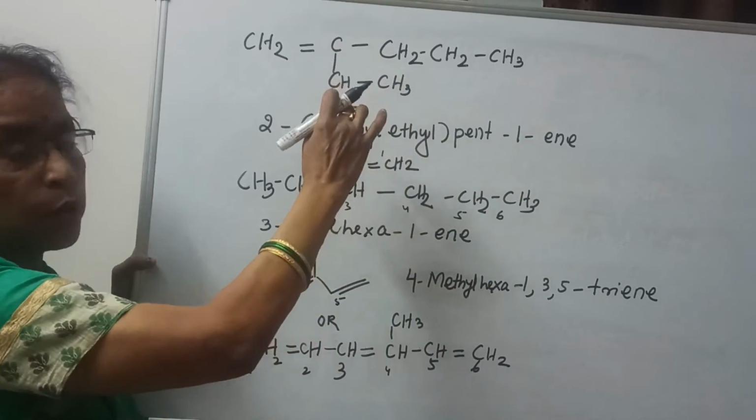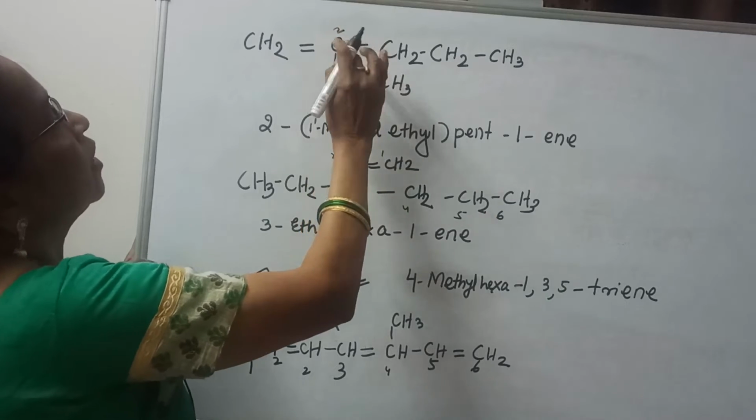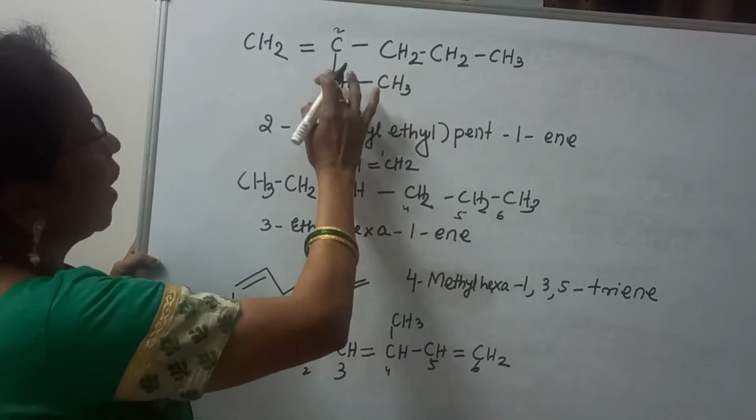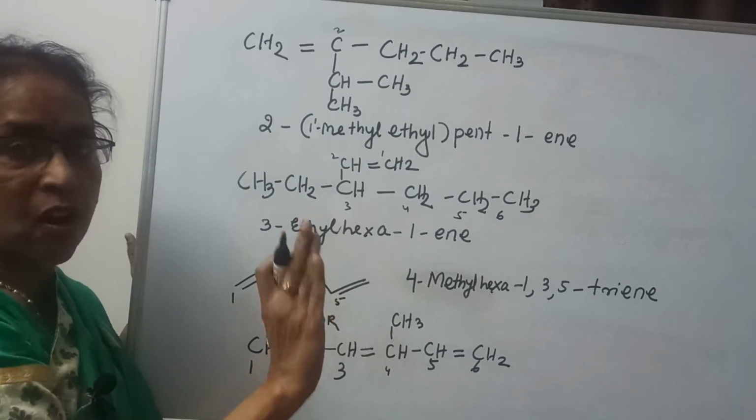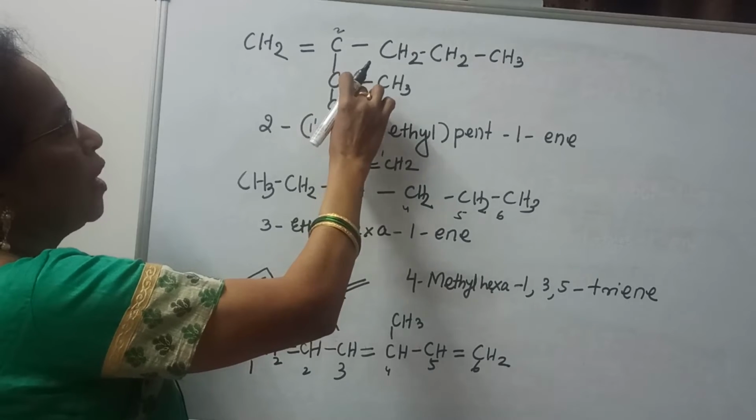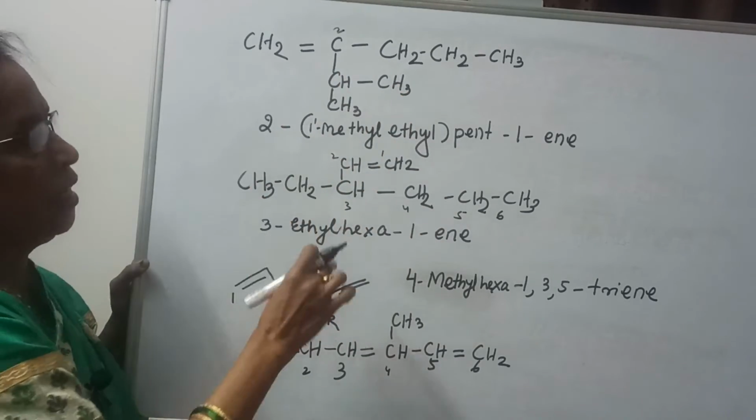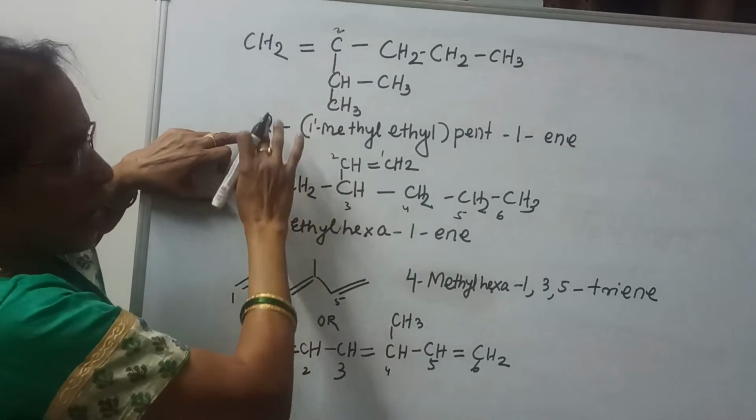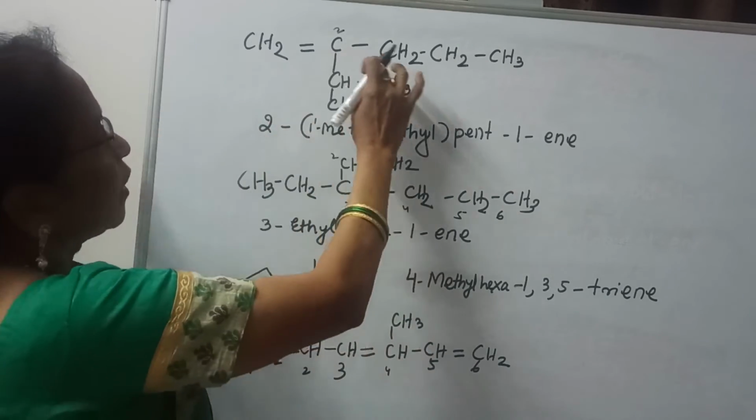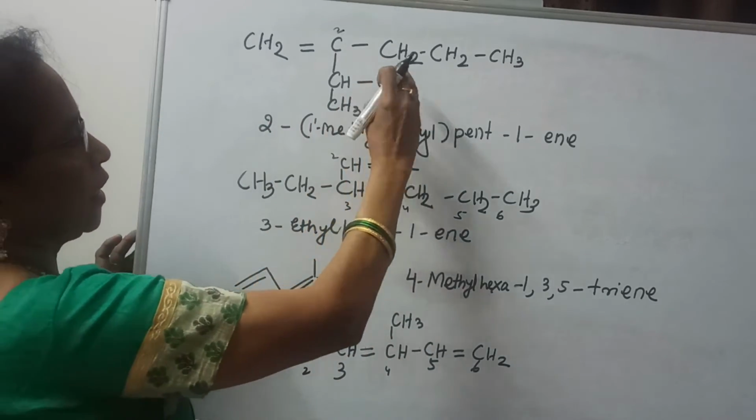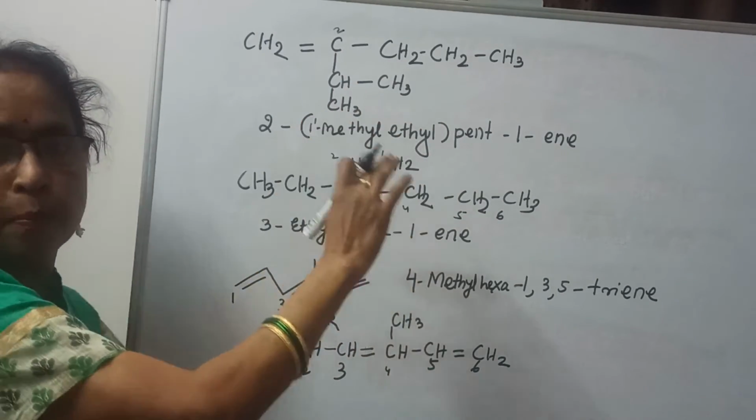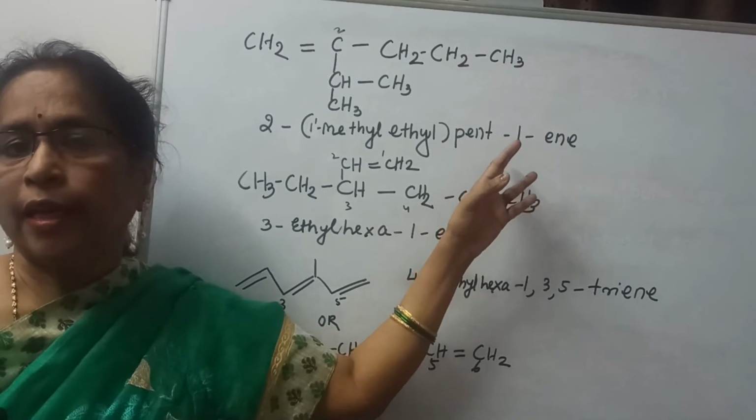But what about the number 2 position? This is the position 2, where you can find one ethyl group, but not a simple ethyl group. In the ethyl group, in number 1 position there is a methyl. That is why 2 is the main, and here 1-methyl, and the total overall structure is ethyl. So it is 1-methylethyl pent-1-ene.